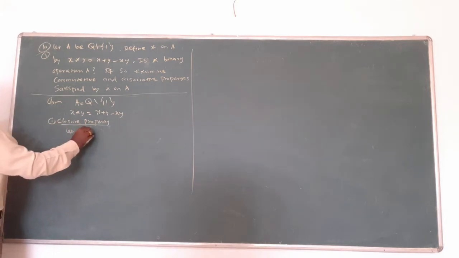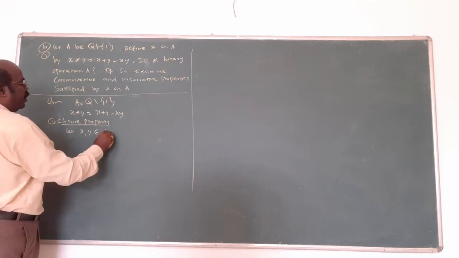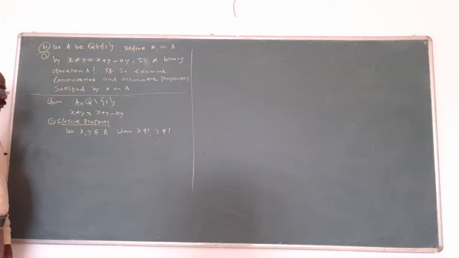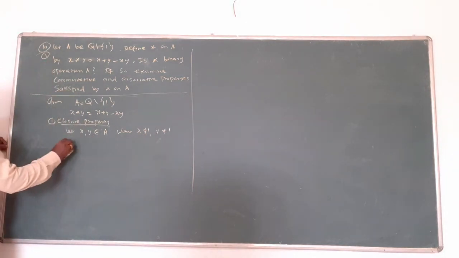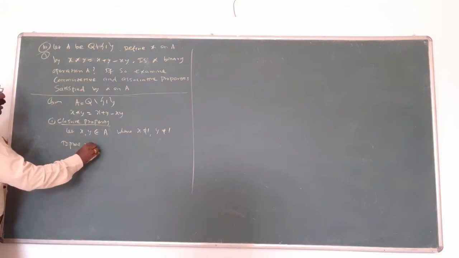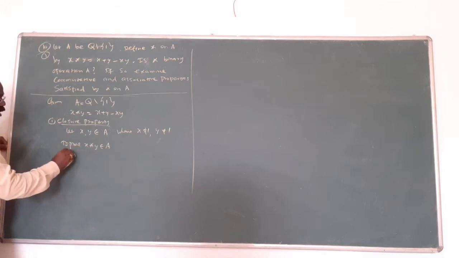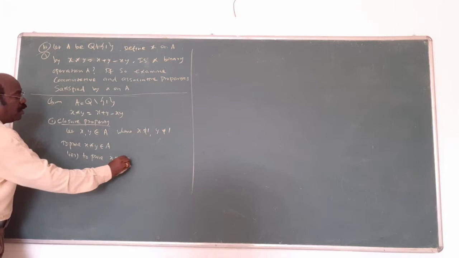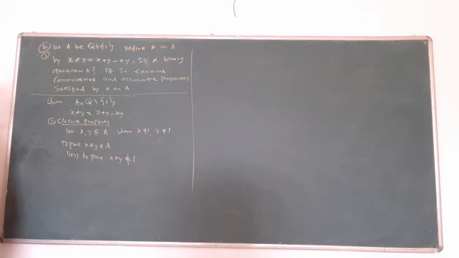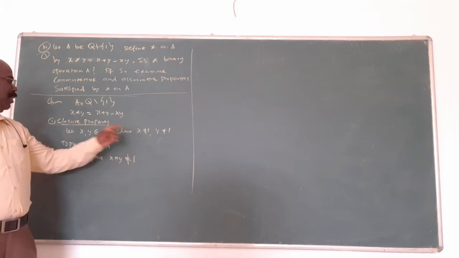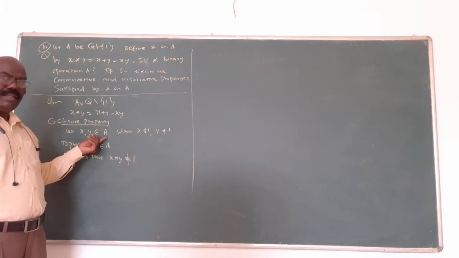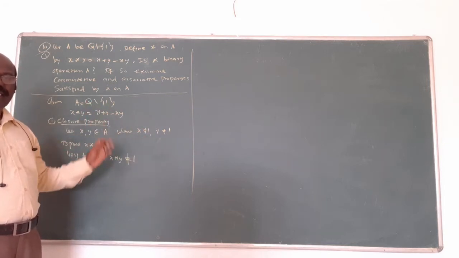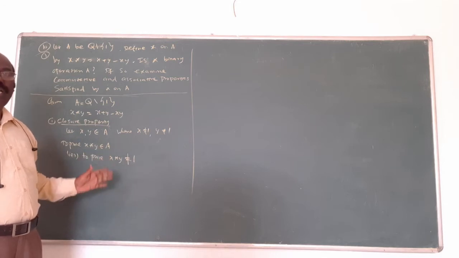Let x, y belong to A. Automatically x is not equal to 1, and y also is not equal to 1. That's important. Now what do you want to prove? To prove x star y also belongs to A, that is, to prove x star y also is not equal to 1. That's important. Because x, y belong to A, meaning x is not equal to 1 and y is not equal to 1.